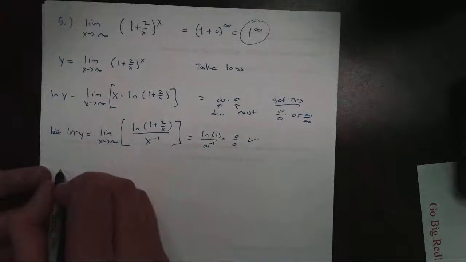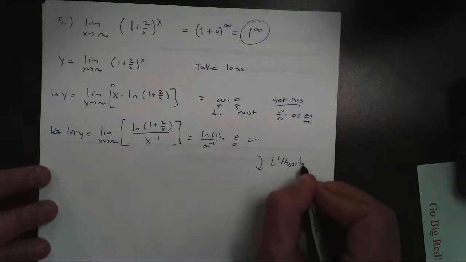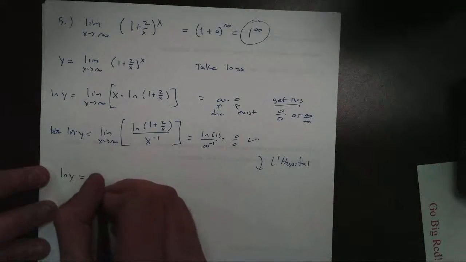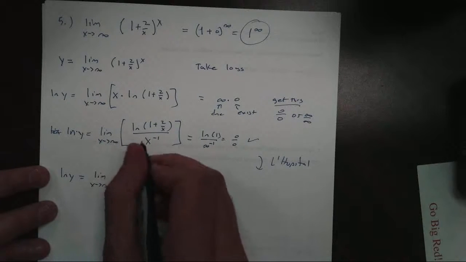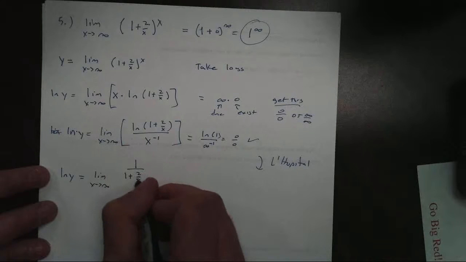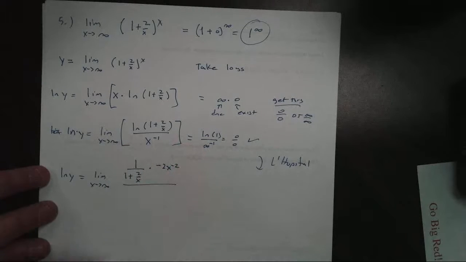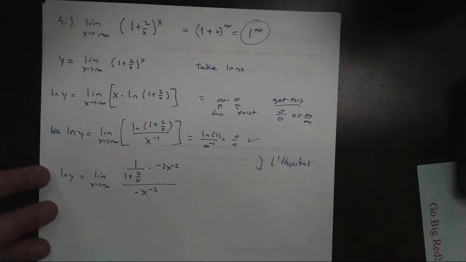So we apply L'Hopital's now. We take the natural log of y equals the limit as x goes to infinity of 1 over (1 plus 2 over x) times the derivative, negative 2x to the negative 2. On bottom, what do I get? Just negative x to the negative 2 when I take the derivative.